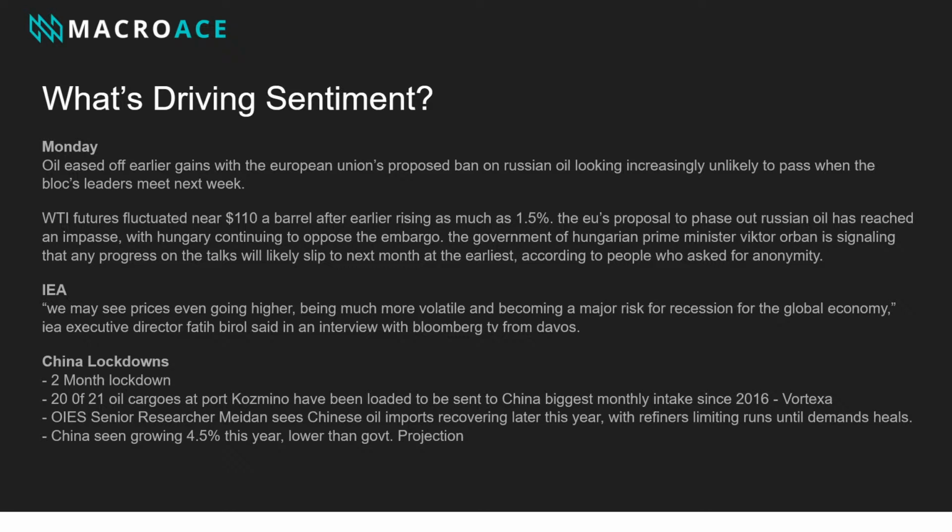You heard from Li Keqiang, the Premier of China, saying that China is seeing growth of 4.5% this year, which is lower than government projections. He mentioned that COVID is having an impact on industrial activity and productivity as a whole. We were looking at a similar situation in the first COVID pandemic, where demand for oil slipped off if no one is using it to make products or to fuel transportation, and so on.